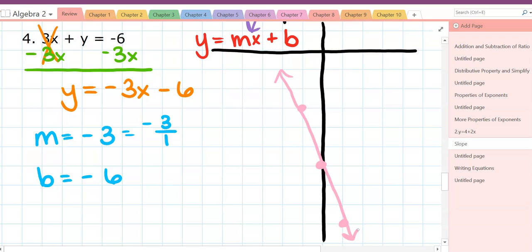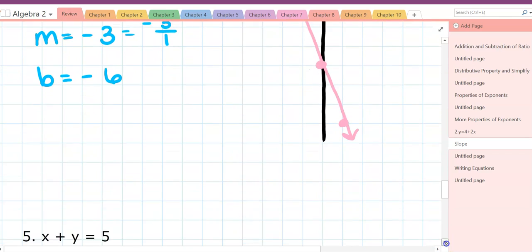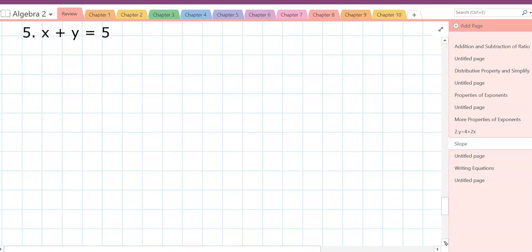So number 5 in your guys' notes is really similar to number 4. You have to rewrite it first. And then state your slope and your b and graph it. So I want you guys to try to do this one. I'm going to give you a couple minutes. Try to do the whole thing.